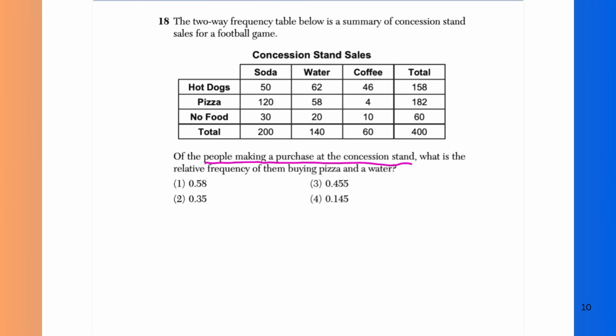It doesn't matter what they bought. So that means we're looking at that total of 400. Those are all the people that bought something at the concession stand. So that 400 is going to be our denominator. Now, what part of those 400 people are we looking at?